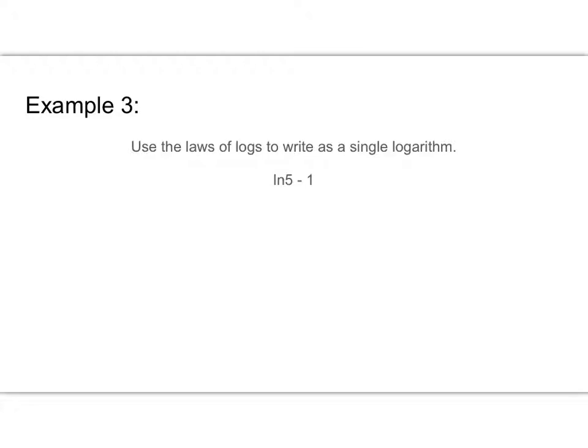So we're going to use the laws of logs to write this as a single logarithm. I have the natural log of 5 minus 1. So I need a way to represent 1 with a natural log if I'm going to write this as a single logarithm. And since the natural log of e is equal to 1, I'm going to substitute that. And then I have this subtraction here, so I'm going to write that as a division. And I'm done.